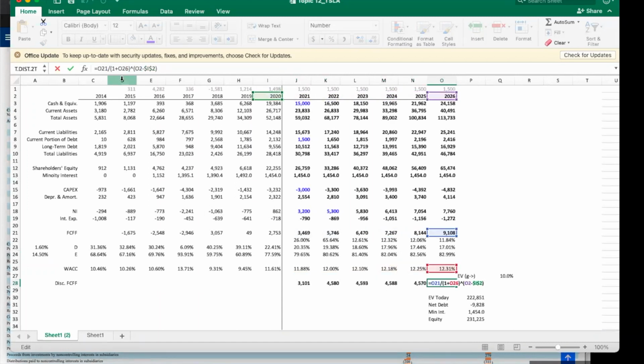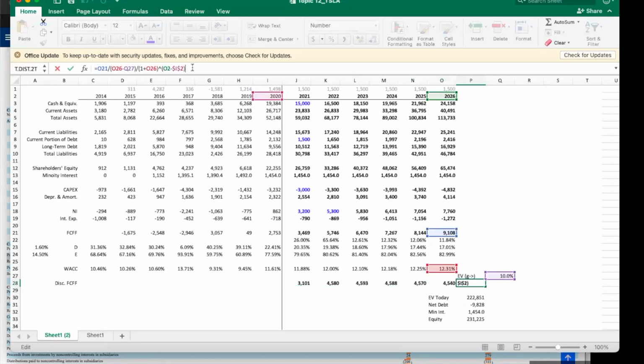And it's a formula that takes into account, well, we have to discount by the WACC, weighted average cost of capital. And it's raised to the power of however many years into the future we're looking. So that's O2 minus I2. 2026 minus 2020, that's 6 years ahead of time. 6 years from now, roughly.